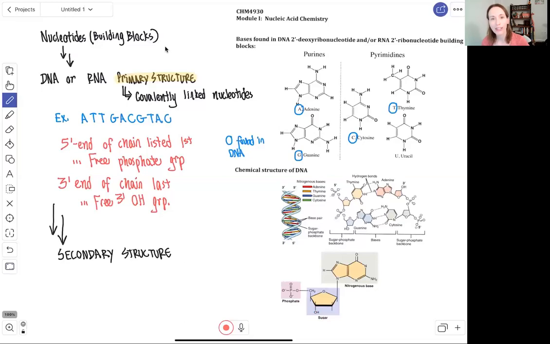Similarly, with DNA, the secondary structure is also driven primarily by hydrogen bonds. And it's the secondary structure that we especially focus on when we're thinking about DNA, because it's the secondary structure where we get the classic DNA double helix.